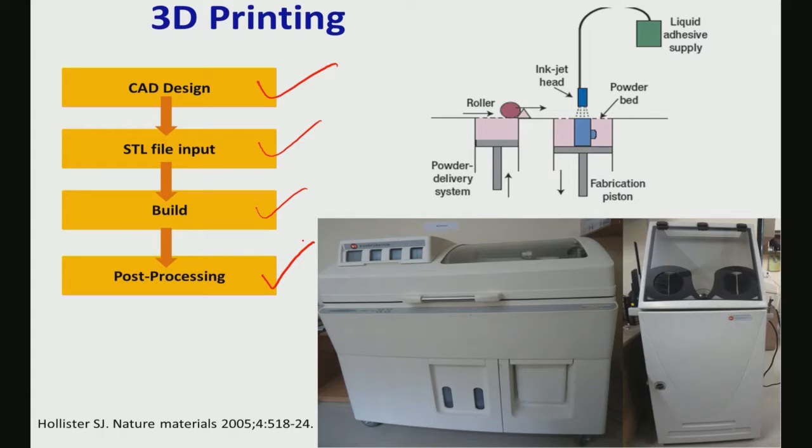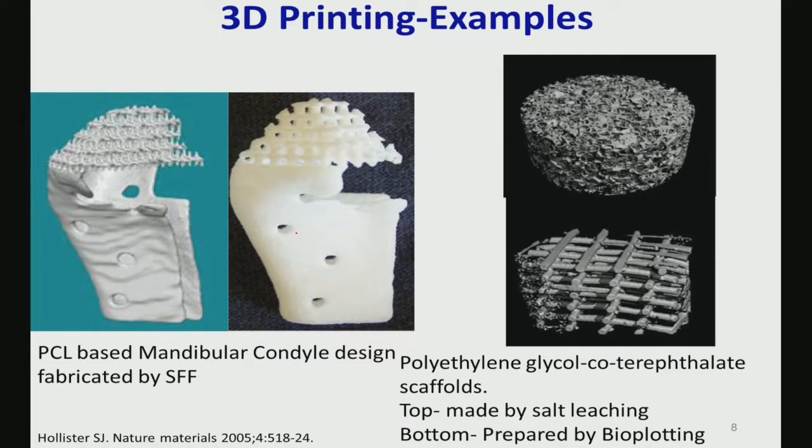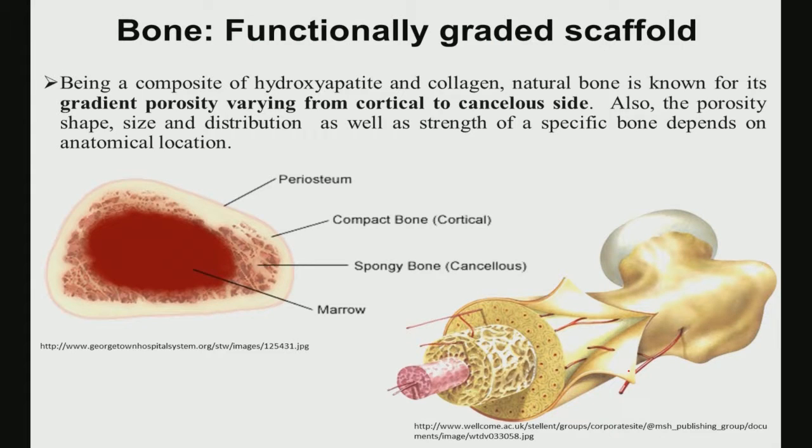Okay. So, in the build process and post processing, what you see here is how this structure is being built and then further how it will take a particular concept. These are some examples of 3D printed structures, like a polycaprolactone based mandibular condyle design fabricated by solid free form fabrication. SFF stands for solid free form fabrication. Also, PEG, polyethylene glycol based scaffolds, like salt leaching and those prepared by bioplotting.